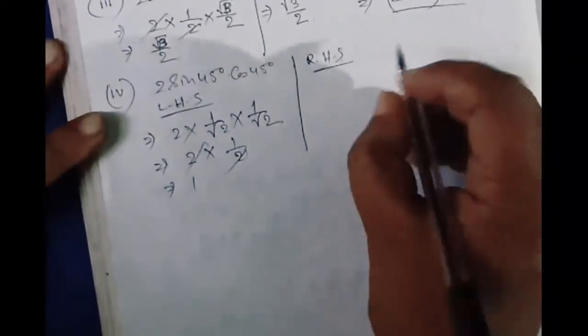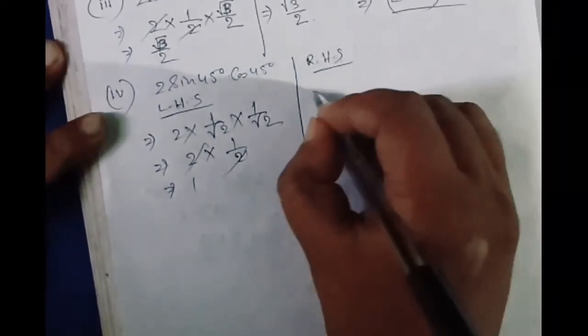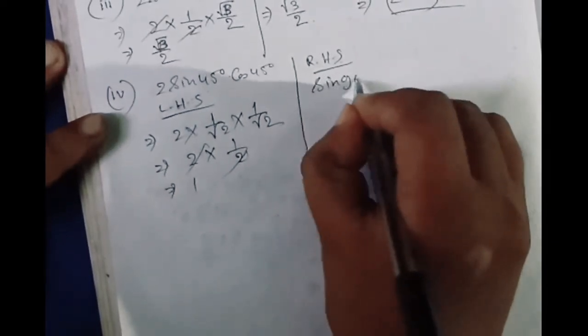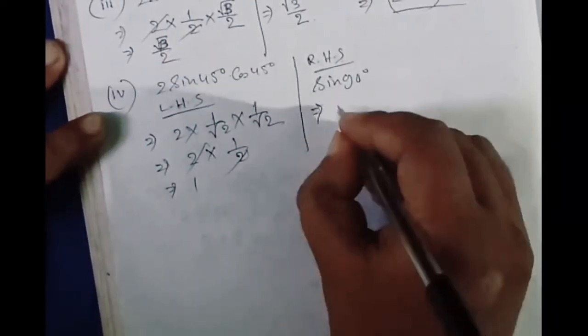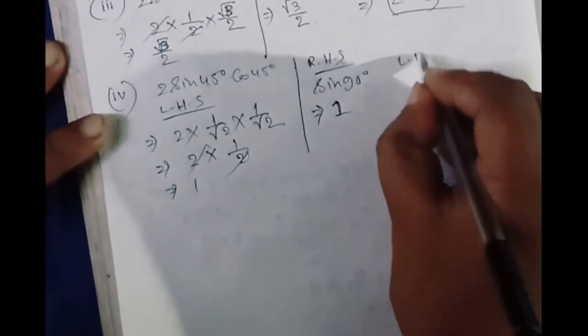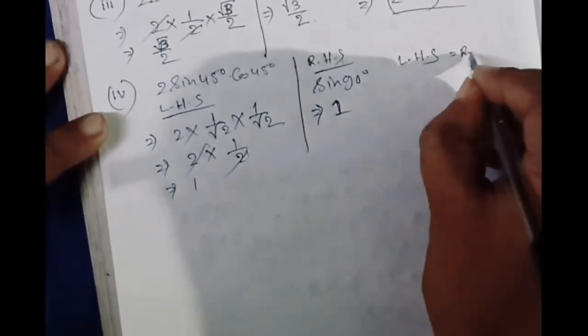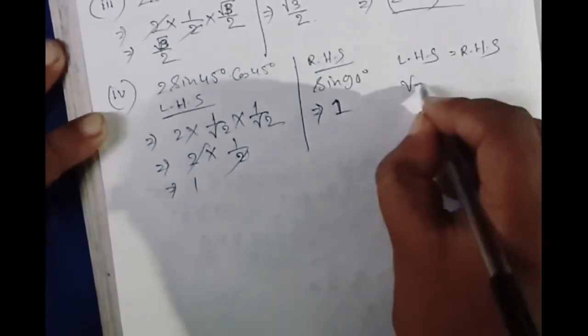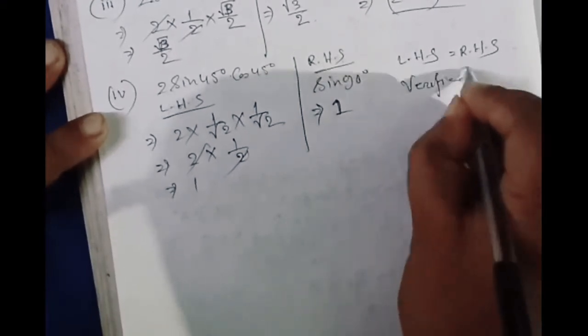Now, what is given in the RHS? RHS is given as sin 90 degree. Sin 90 degree means 1. So, here LHS equals RHS, verified. Okay. Next move to another question.